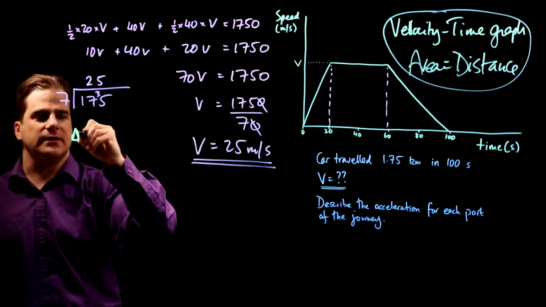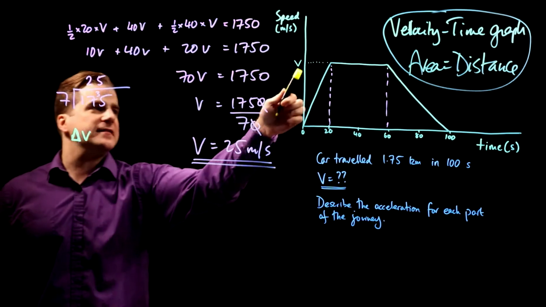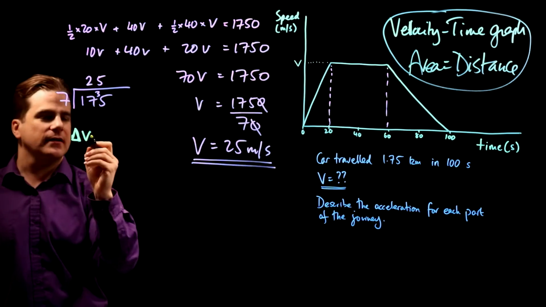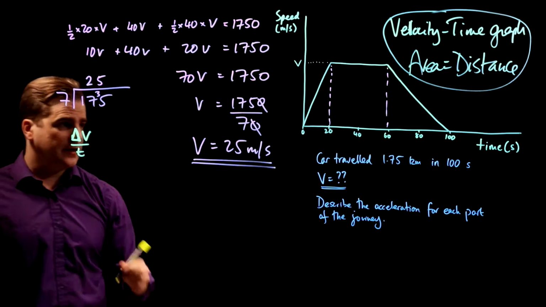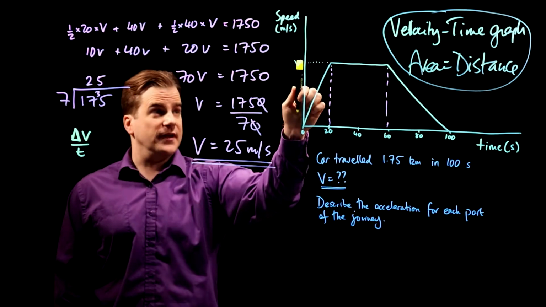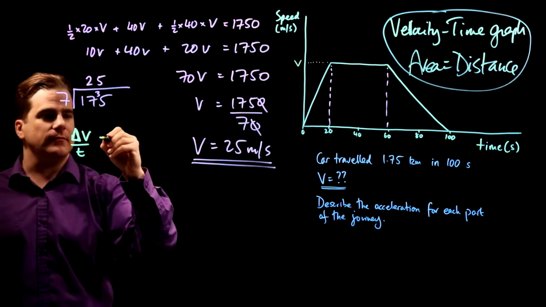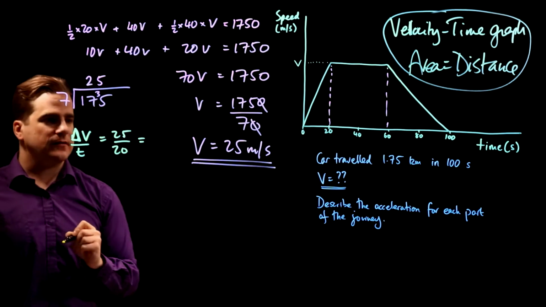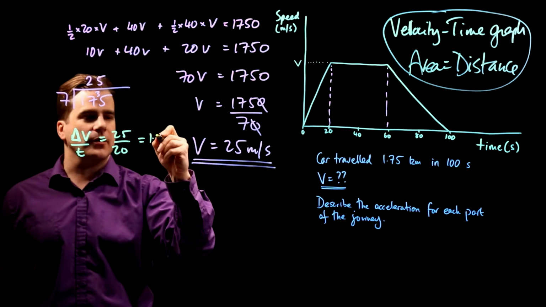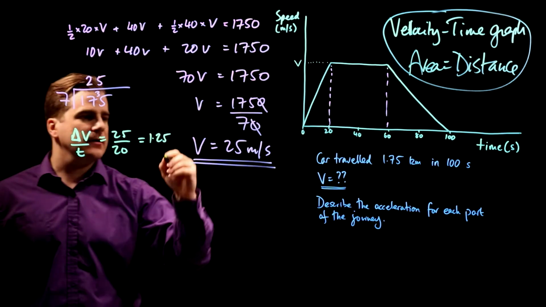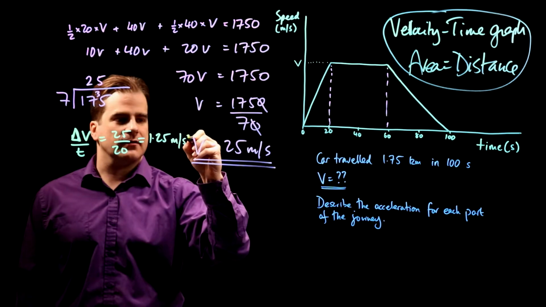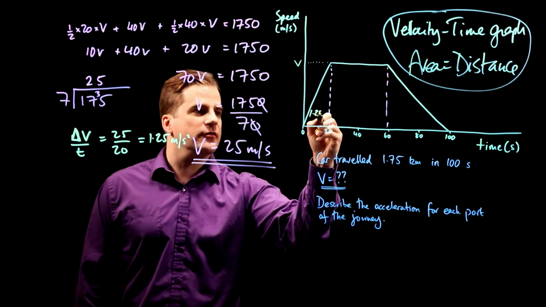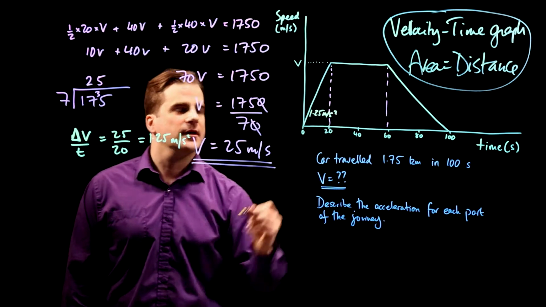Okay, acceleration is delta v. It's a different v to that one. That's a particular v they were asking for. This is just general velocity, okay? Acceleration is change in velocity divided by time. Change in velocity is from 0 to v, and that v is 25. So delta v is 25, and the time is 20 seconds, which is 1.25. Units of acceleration, meters per second squared. So the acceleration for this bit is 1.25 meters per second squared.